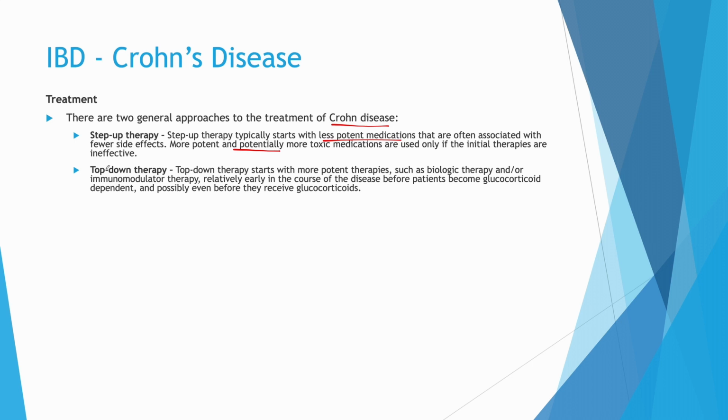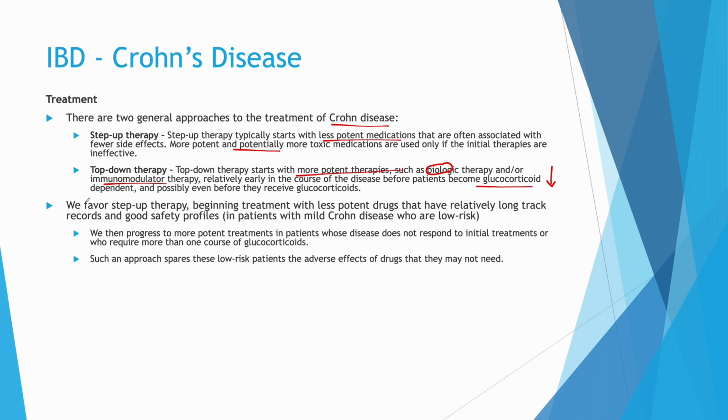Now the opposite would be top-down, meaning that we start with the most potent therapies such as biologics, and we work our way down to where we get remission. This is usually in moderate to severe disease, right? So we use biologics, immunomodulators, and steroids. UpToDate favors step-up therapy in patients with low risk and mild Crohn's disease, which we mentioned before. And we can progress up from that to find a comfortable spot where we can get the patient in remission and limit exacerbations.